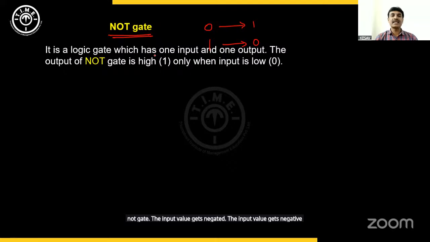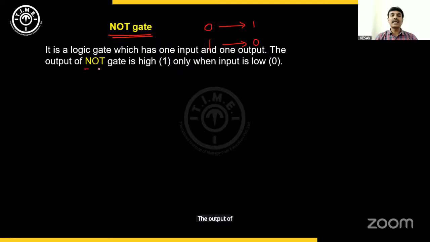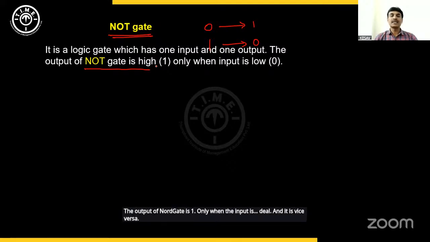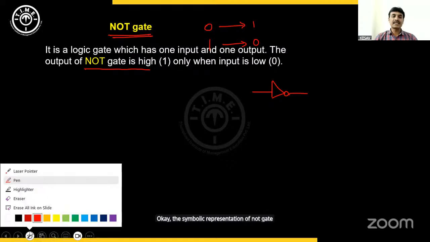It is a logic gate which has one input and one output. The output of NOT gate is 1 only when the input is 0, and it is vice versa. The output is 0 when the input becomes 1. Now, coming to the NOT gate, it is simple diode with a negation. This is the NOT gate symbol. The symbolic representation of NOT gate looks like this.